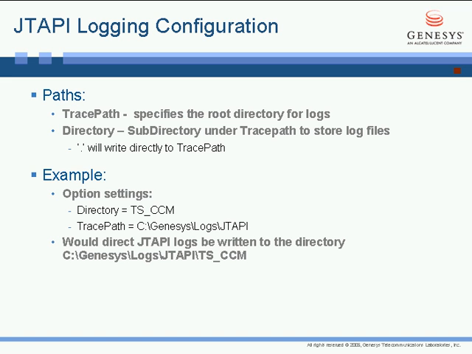Having the same trace path with different directory settings would have the logs in the same general location, but still differentiate them. In the example, you can see that we have the directory set to ts_ccm and the trace path set to c:/genesis/logs/jtapi. Given these options, we would store the logs in c:/genesis/logs/jtapi and then the ts_ccm directory.